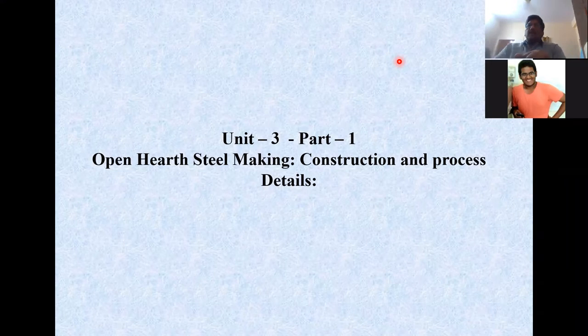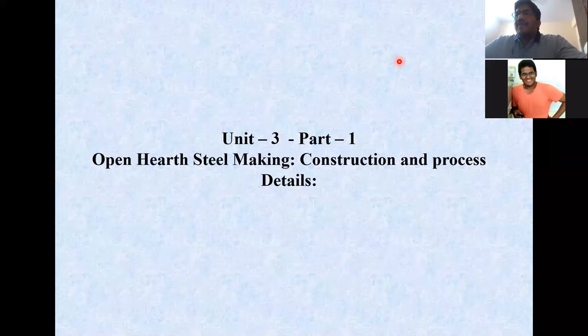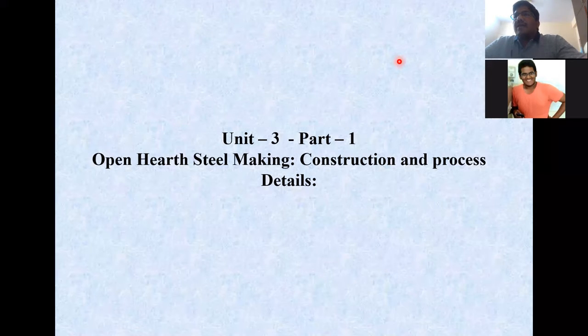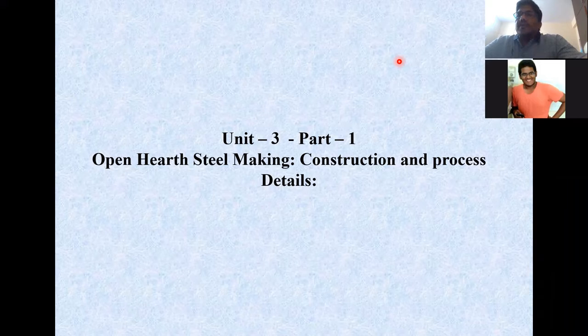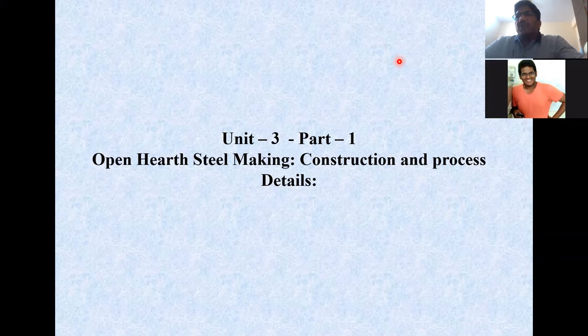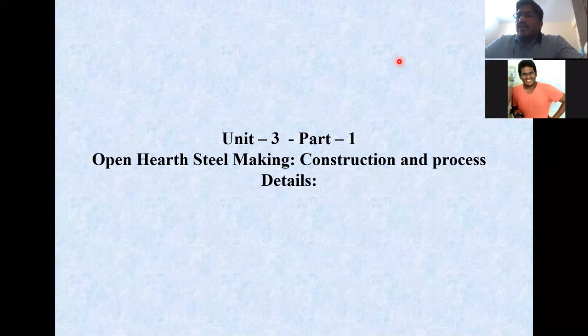Right. Now we're going to start today, fortunately, the third unit. It basically consists of two topics which we are supposed to discuss. One is steel making through the open hearth furnace, and the other is steel making through the electric arc furnace. Before I go into the details of this particular topic, let us review what we have seen and what we are going to see in the coming unit.